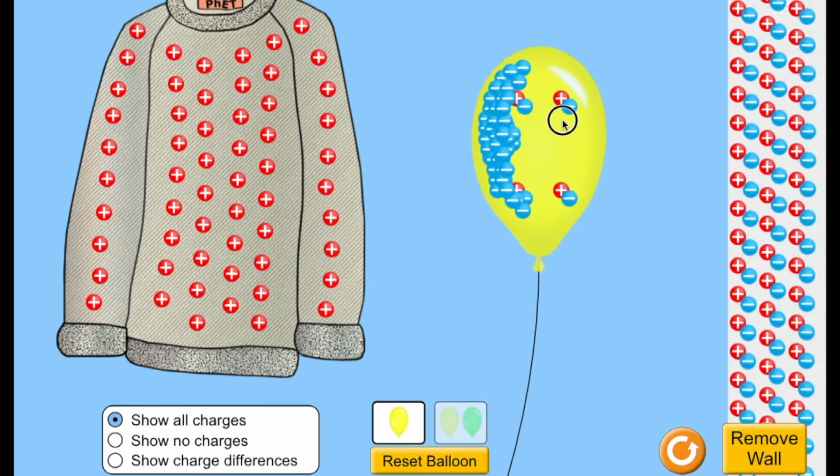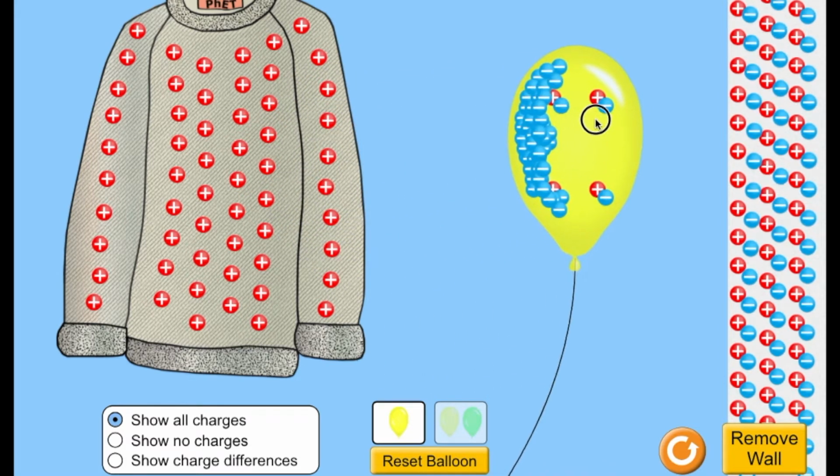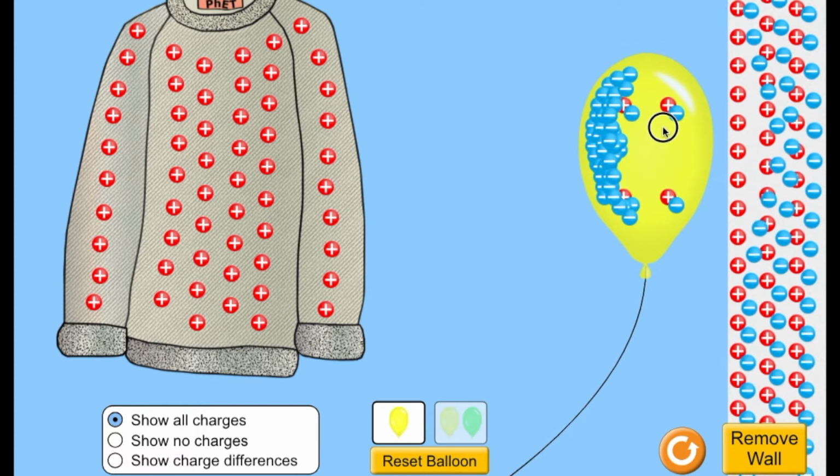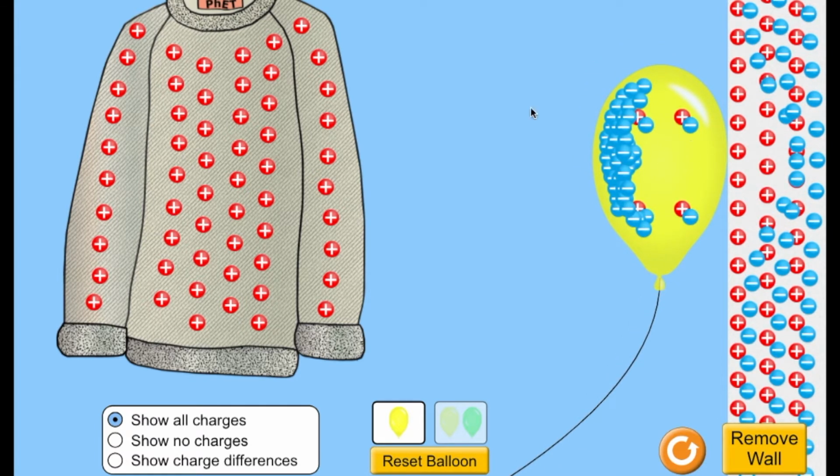But if I bring it close to a wall, watch what happens to the wall. The balloon is pushing electrons away from the wall, and then the negatively charged balloon is attracted to the wall. That's why a balloon sticks to a wall when you rub it on your hair or rub it on your jumper, and the negative charge on the balloon sticks to the positive charges in the wall. Opposites attract.